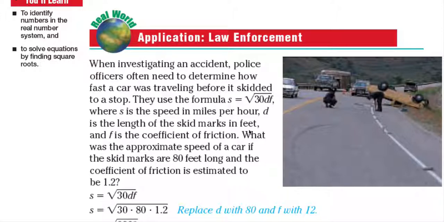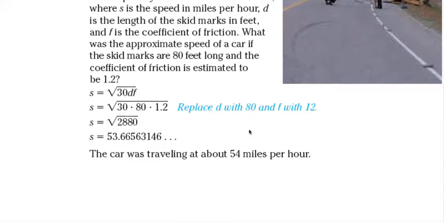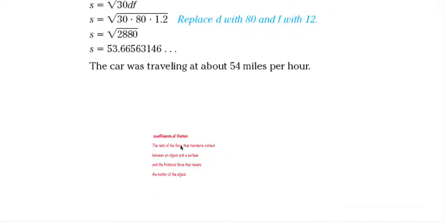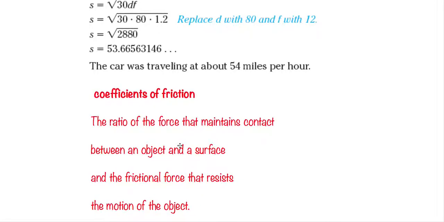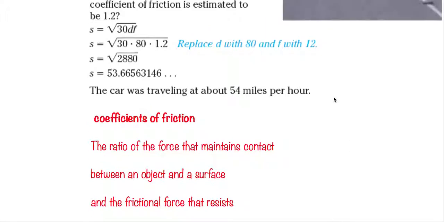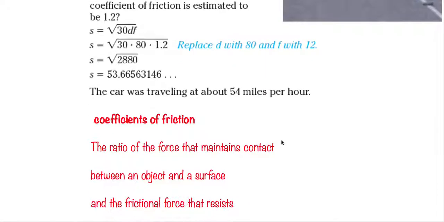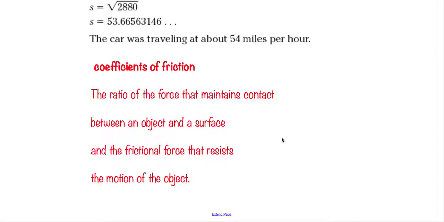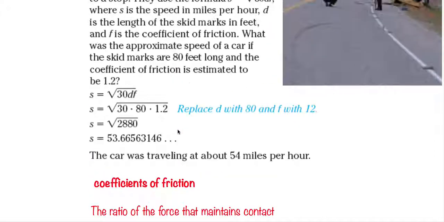Now, what is the coefficient of friction? We don't need to know this, but I'll tell you anyway. The coefficient of friction is the ratio of the force that maintains contact between an object and a surface and the frictional force that resists the motion of the object. That is all technical, and we don't need to know that now, but that is the definition of the coefficient of friction.